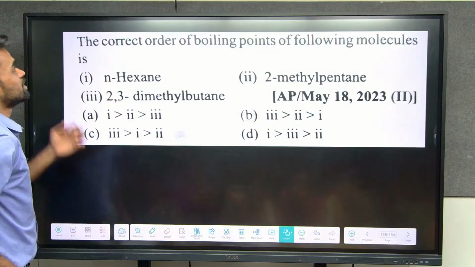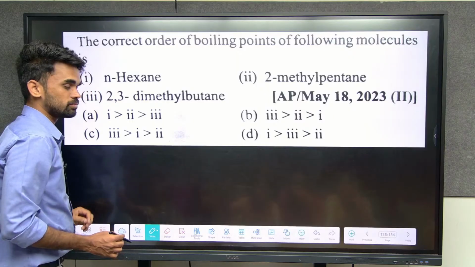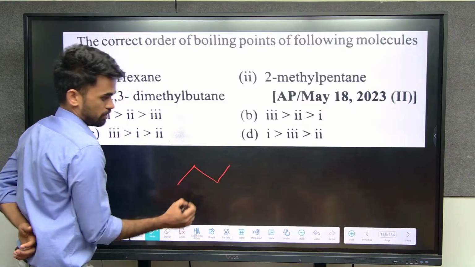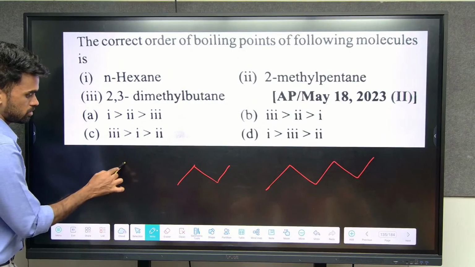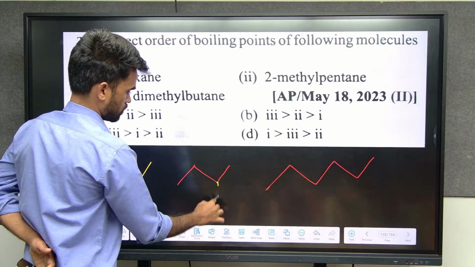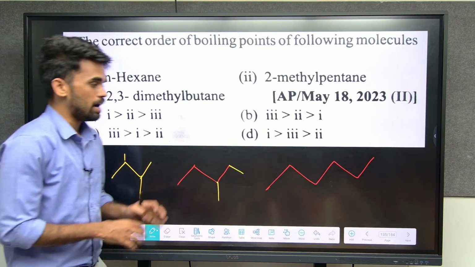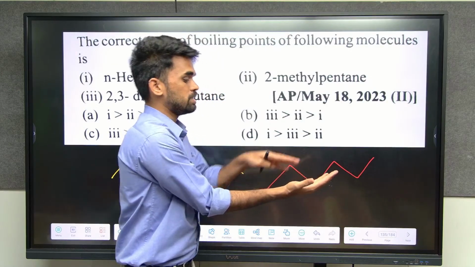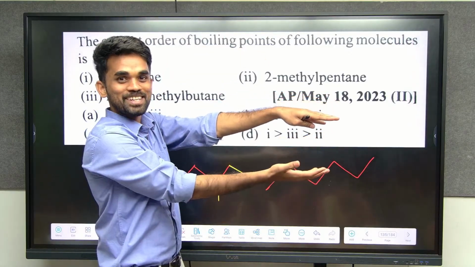Okay, the correct order of boiling point of following molecules. See, boiling point, see what I am writing. Like this I am taking 4 different compounds. You just imagine you have hexane liquid. Now what you have? Hexane. It means this is one hexane, this is another hexane. Like that, more number of hexane molecules are there here.